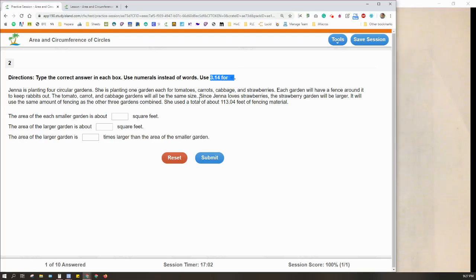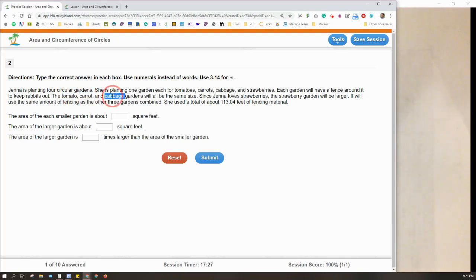Now, this is a confusing question for your second question, but it's okay. I'm going to break it down for you. Don't worry. Here we go. We have 4 gardens. 3 of them are small and the same size. It says each garden will have a fence around it. The tomato, that's one garden. The carrot, that's another garden. And the cabbage, that's another garden. So those 3 gardens are all the same size. So the amount of fence that they use will be the same.